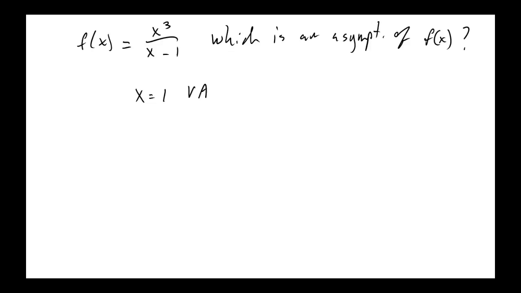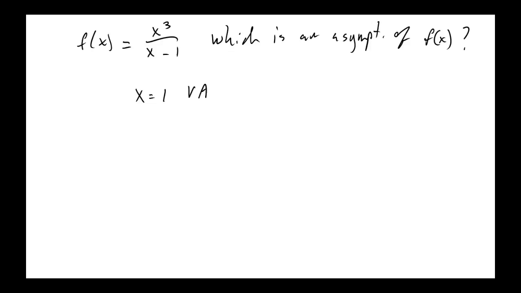What about when the numerator is 0? That means the function has a value of 0 there. Yes, it has a 0 because the denominator is negative 1, so 0 over negative 1 is still 0.